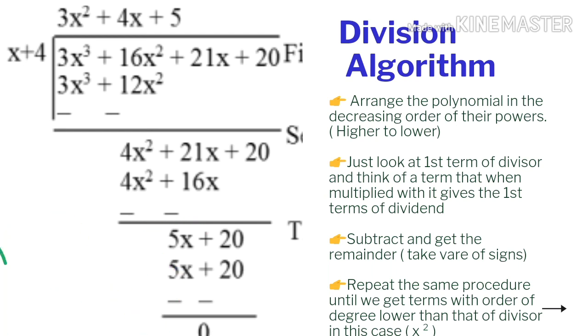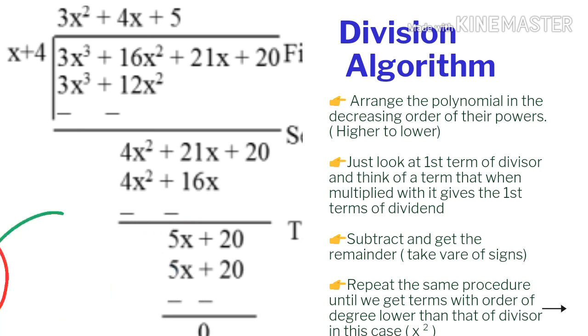Like for example, in the sum given below, the divisor is x plus 4 and the first term of the dividend is 3x cube. What should be multiplied to x to get the value 3x cube? It is 3x square. So 3x square gets multiplied with x, giving you 3x cube. Similarly, that 3x square is multiplied with 4 in the divisor to get 12x square. As we do in the division, we subtract the first two terms to get 4x square.